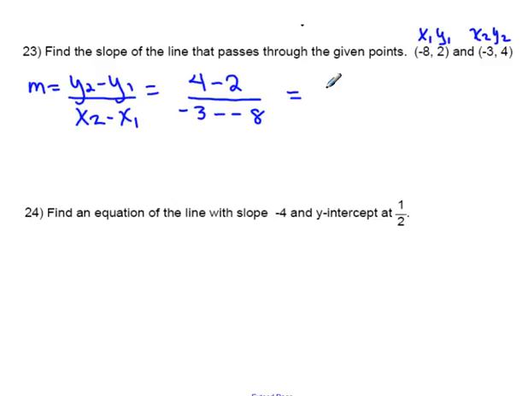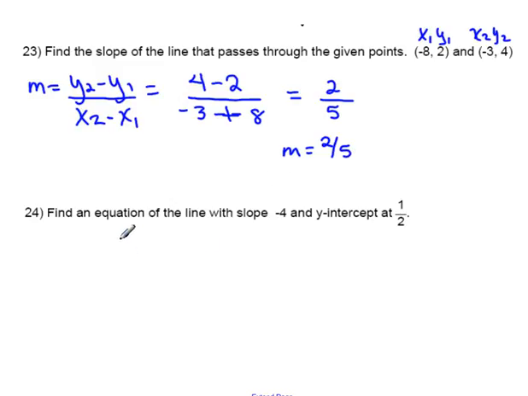So 4 minus 2 is 2. Remember, when you see minus a minus, it's really positive. So negative 3 plus 8 gives you positive 5. Simplify if possible. It does not simplify, so that is the answer. So the slope is 2/5.